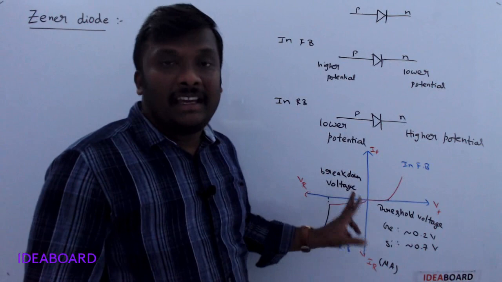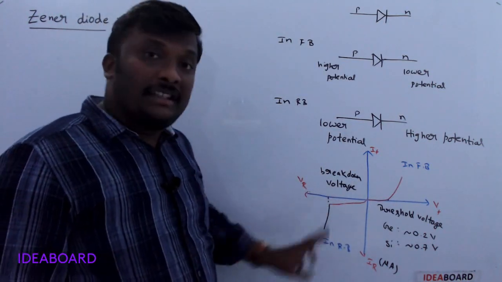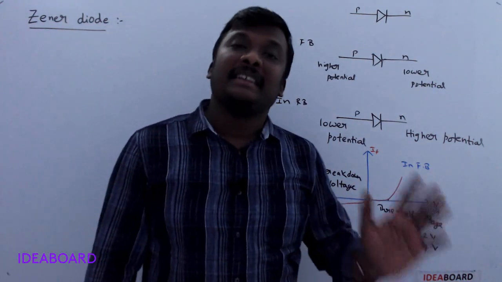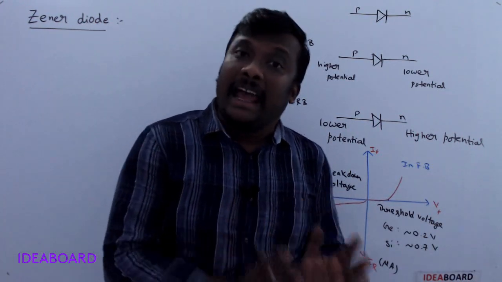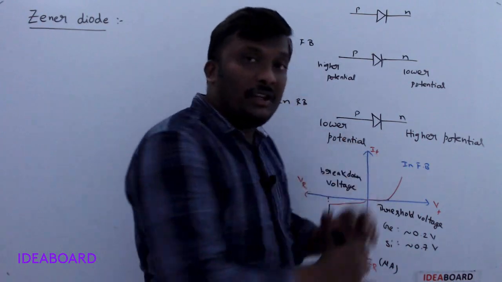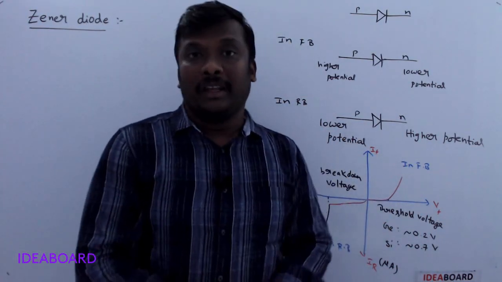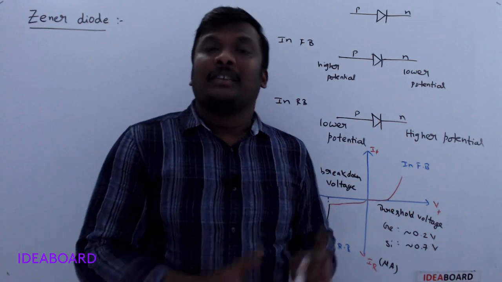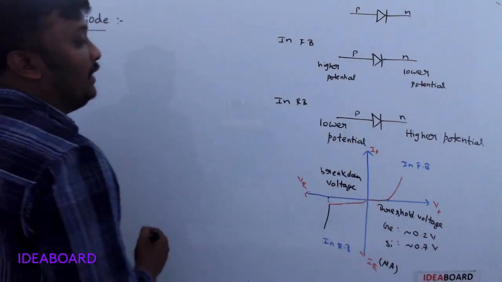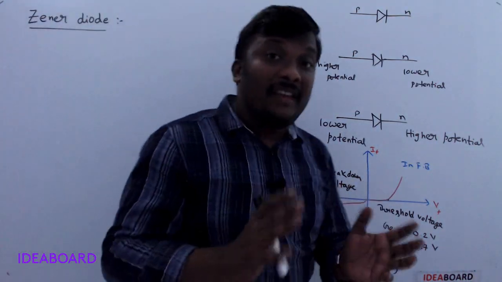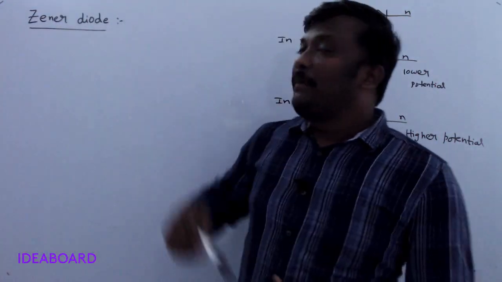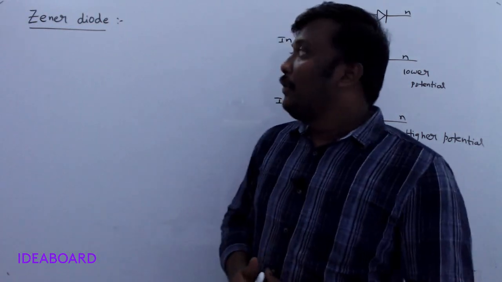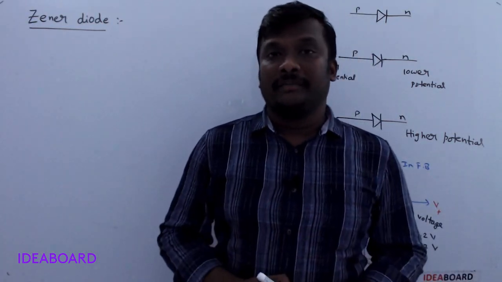But whenever the voltage increases, after reaching a voltage called the breakdown voltage, the diode is damaged. So you can operate the PN junction diode only before the breakdown voltage. If you cross the breakdown voltage, the junction diode is damaged. So in order to utilize the diode even in the reverse bias condition, a new type of diode called the Zener diode is introduced. Understand? So now we would like to know what a Zener diode is and how it works. Clear?